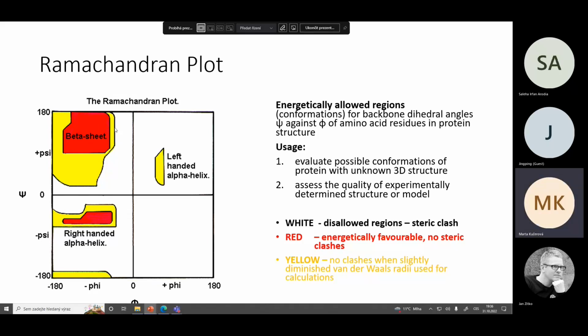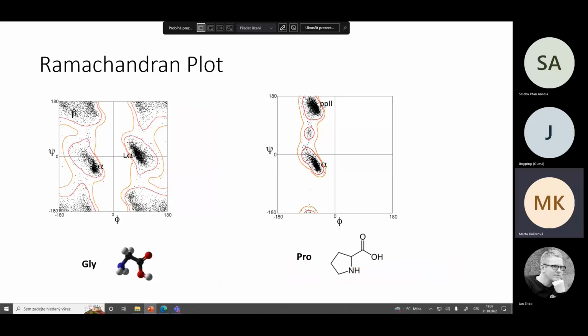And you can see that there are some allowed or favored angle combinations for beta sheet, for left-handed alpha helix or right-handed alpha helix. So it's obvious that for a beta sheet, the value is around 180 because it's the zigzag, or like the straightforward going structure. However, in the helix, the structure is always a little bit shifted to create the shape.